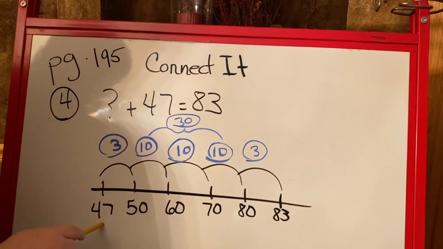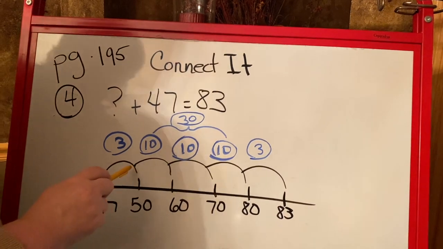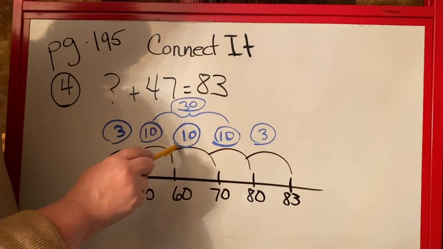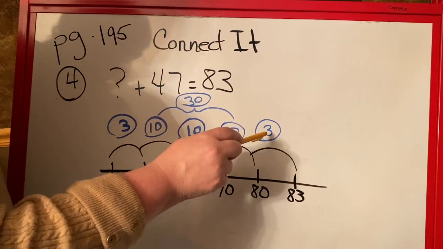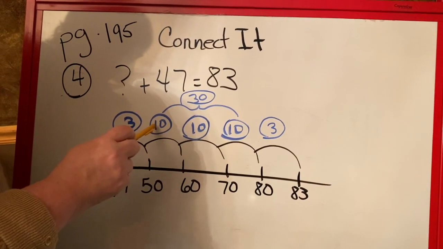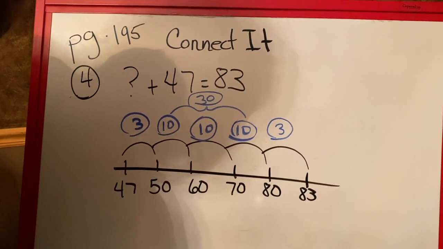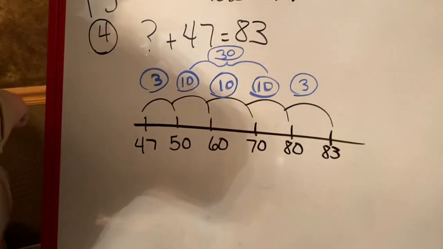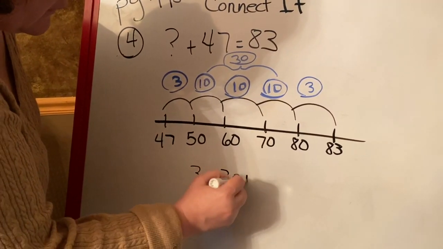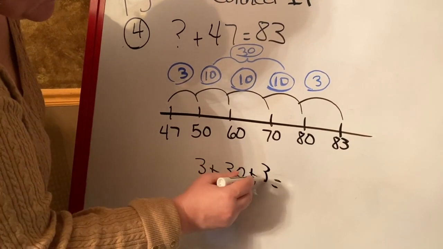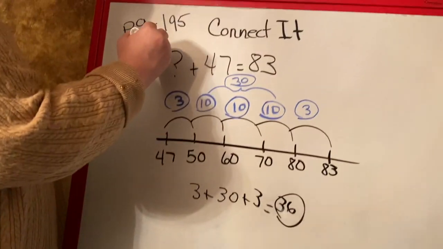One of my addends is 47. So 47 to 50, that's 3 hops. I jump 50 to 60, 10 more hops, 60 to 70, 10 more hops, 70 to 80, 10 hops, and 80 to 83, 3 more. So I look and I see that these numbers are the same. 10 plus 10 plus 10 is the same as 30, right? So then I'm going to add those 3 numbers together. 3 plus 30 plus 3. 30 plus 3 is 33, plus 3 equals 36. So that is your missing addend, 36.